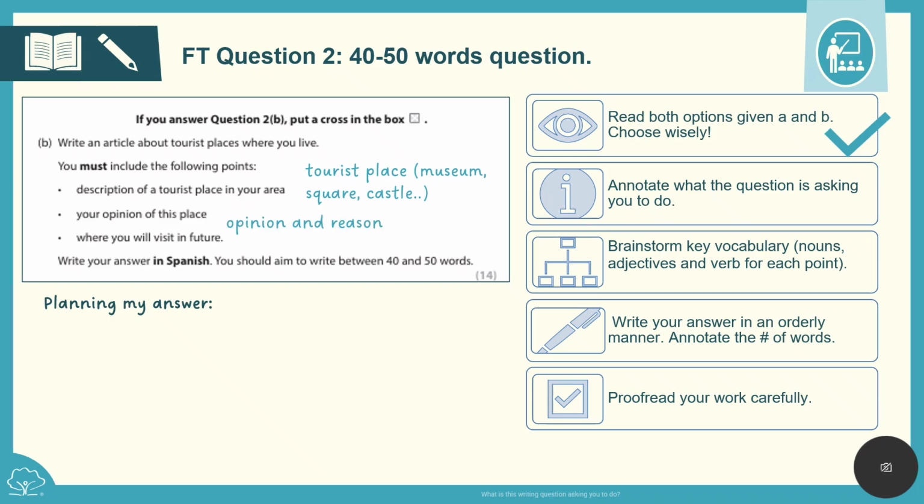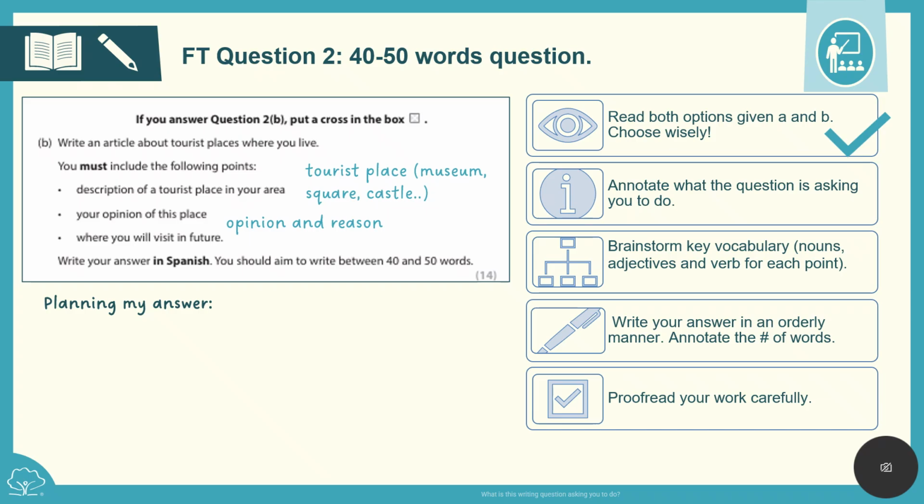And then for an opinion, make sure you always put a reason, okay? Giving an opinion on its own is not good enough. You always need to say why you like a place, why you dislike something, why it is your favorite, why you prefer it. Make sure you always have the habit of adding a reason after an opinion.